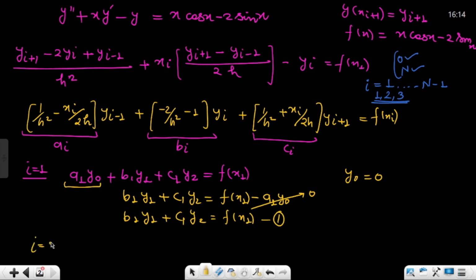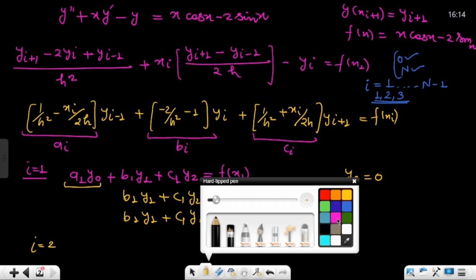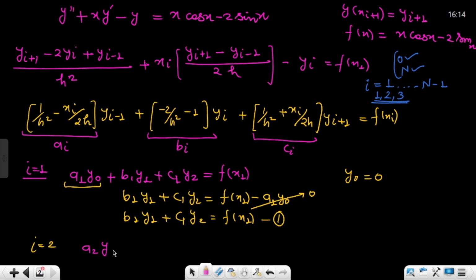Now we will put i equal to 2, then we'll get a2 y1, because 2 minus 1 is 1, plus b2 y2, plus c2 y3, that is equal to f of x2. We know that in this particular equation there is no constant term. It means there is no known term. So it is itself equation number 2. There is no modification in this equation.